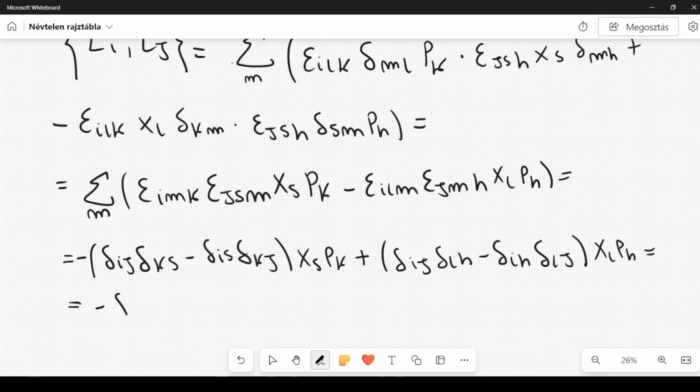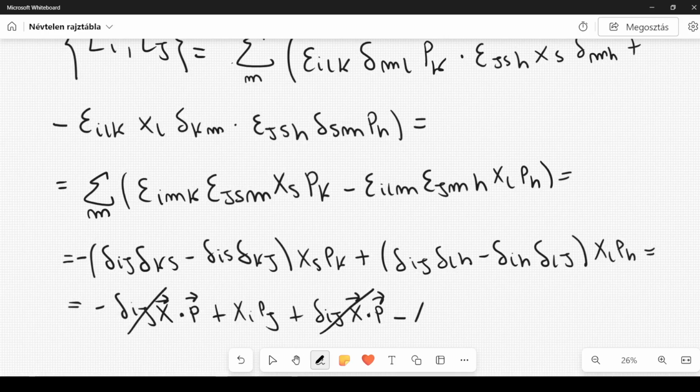Now this will give us minus delta ij, and this delta ks multiplied by xs pk will give me the dot product between the vector x and p plus xi pj. When you multiply these two deltas, this is what you get. Then we get plus delta ij x dot p, and this will cancel this, minus xj pi. So the result is xi pj minus xj pi.